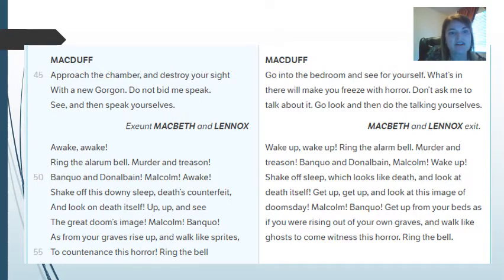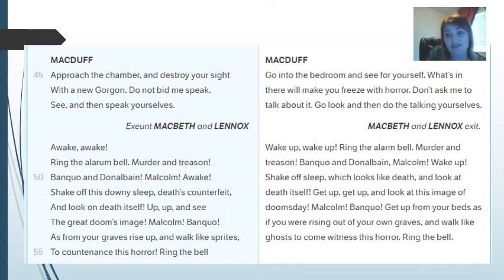Approach the chamber and destroy your sight. Do not bid me speak. See, and then speak yourself. Awake, awake, ring the alarm, murder and treason, Banquo and Donalbain. Malcolm, awake, shake off this downy sleep, death's counterfeit, and look on death itself. Up, up, and see the great doom's image. Malcolm, Banquo, as from your graves rise up and walk like sprites, to the countenance this horror, ring the bell.